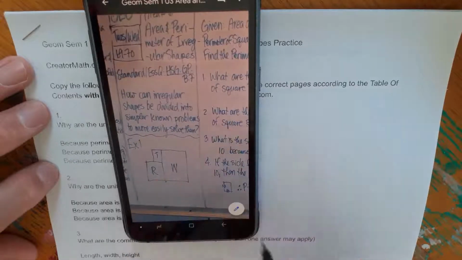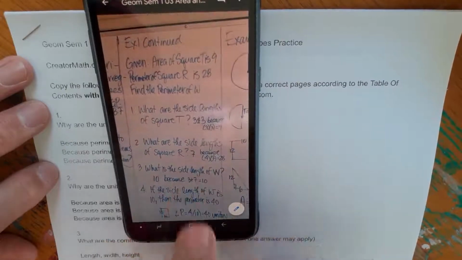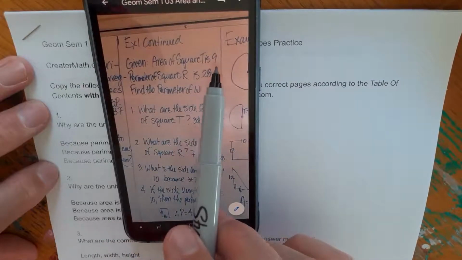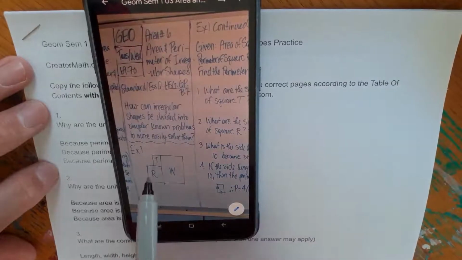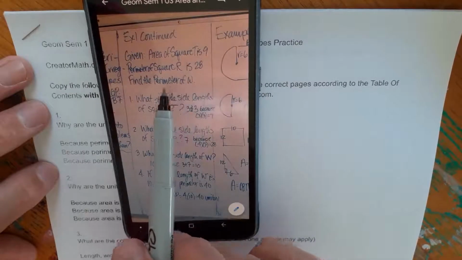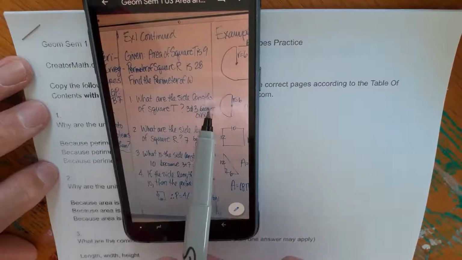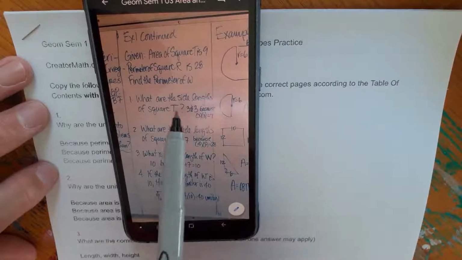So it's talking about irregular shapes. It's talking about area, the area of a square, a triangle. So look, it's giving a different, it's giving a rectangle, and talking about the different dimensions of those and coming up with what the side lengths are. Oh, we're given area and we go backwards to find side lengths.